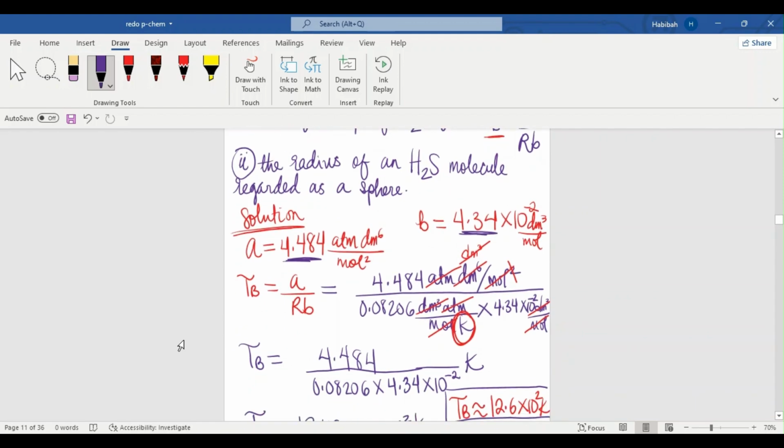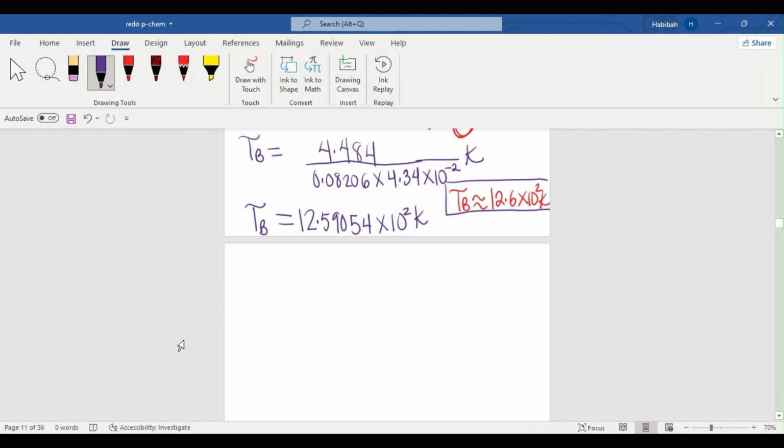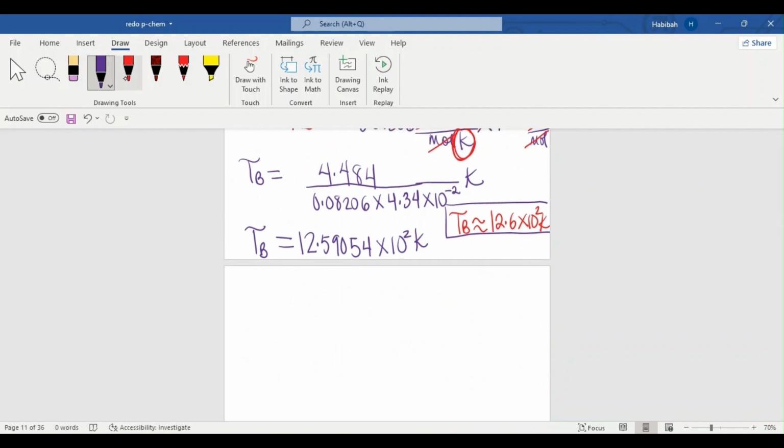Now we're not done. The second question asks us to find the radius of the H2S molecule regarded as a sphere. Solving the next question, let me use the red marker. It's important to know, when dealing with a van der Waals gas, that the formula for finding the radius of a molecule regarded as a sphere is B approximately equals 4 times the volume of the molecule times Na, where Na is the Avogadro constant, 6.022 times 10 to the power 23 per mole.